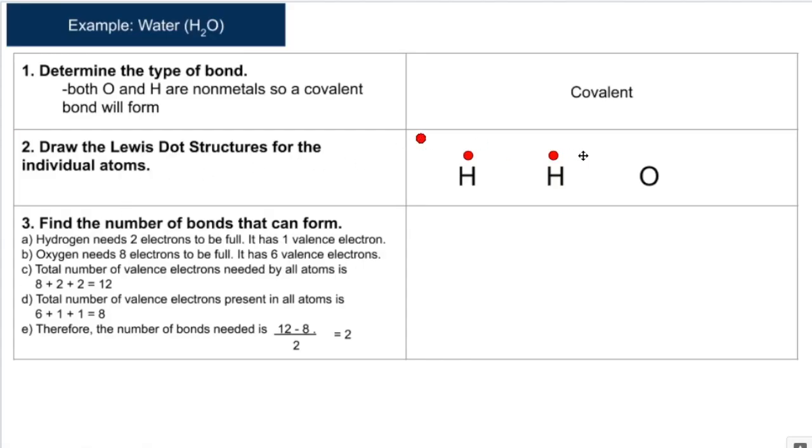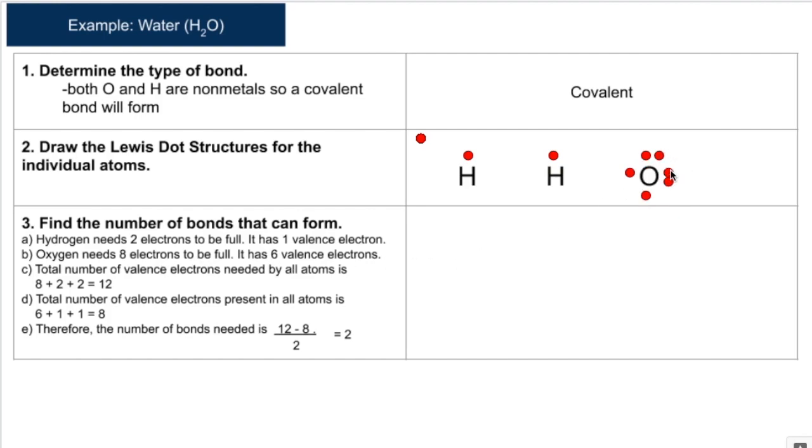So I'm going to go ahead and fill it in. So 1, 2, 3, 4. Now I'm going to pair them up. 5 and 6. Okay. So now we're going to find the number of bonds that can be formed. So hydrogen needs 2 electrons to be full, because remember, it's one of the exceptions. It doesn't want 8, it only wants 2. Okay, so each of our hydrogens currently only has 1 valence electron. Okay, oxygen needs 8 valence electrons to be full.